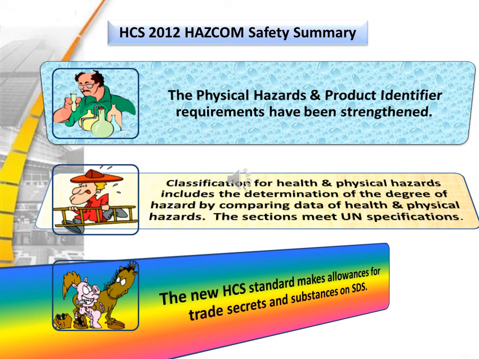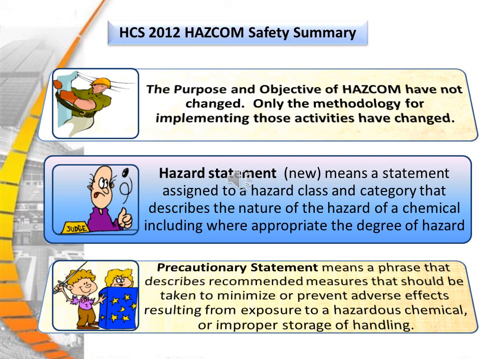The physical hazards and product identifier requirements for the safety data sheets have been strengthened. A new classification for health and physical hazards, including the determination of the degree of hazard by comparing data of health and physical hazards. This new section will meet UN specifications. The new HCS standard makes allowances for trade secrets and substances on the SDS. The purpose and objective of HazCom have not changed, only the methodology for implementing those activities has.